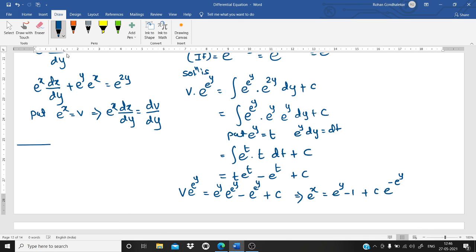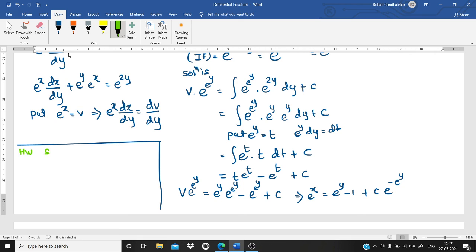Now one problem I would like to give you as a homework, depending on the same type. I am a little bit fast because you are already familiar with this concept. You have done the same in the 12th standard as well. Okay. So let's write down the homework.